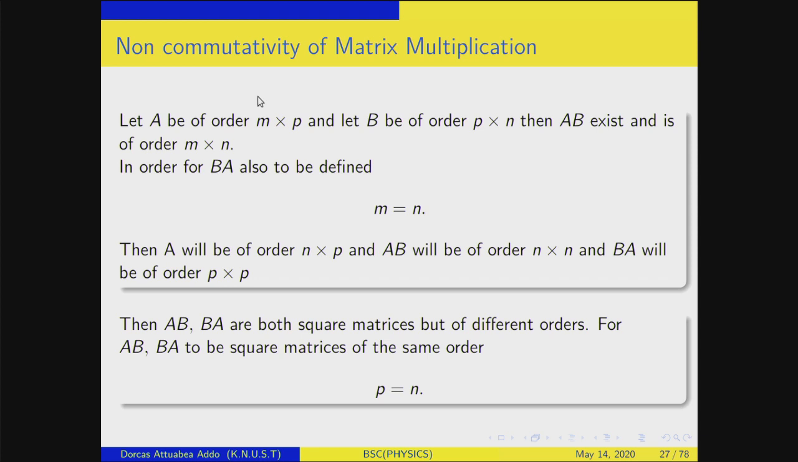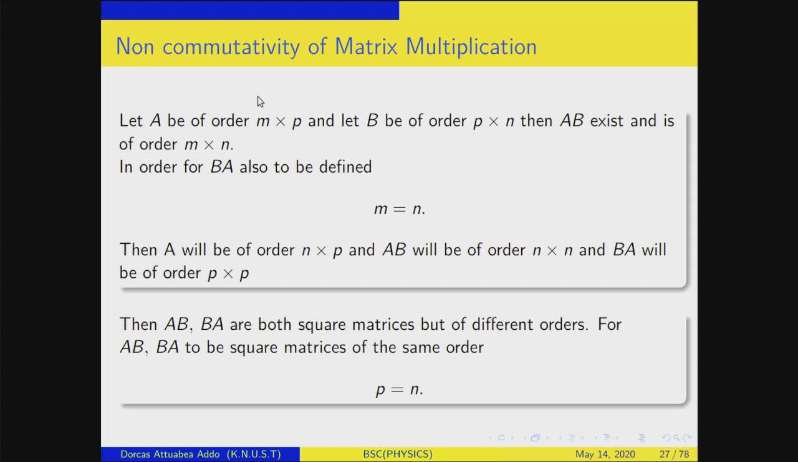So if the matrix A is of order M times P and the matrix B is of order P times N, it means that we can find the product of these two matrices. Why? Because you realize that the number of columns here is equal to the number of rows here. So we are saying then AB exists. So the order of AB is going to be M by N. So that is what we have here.